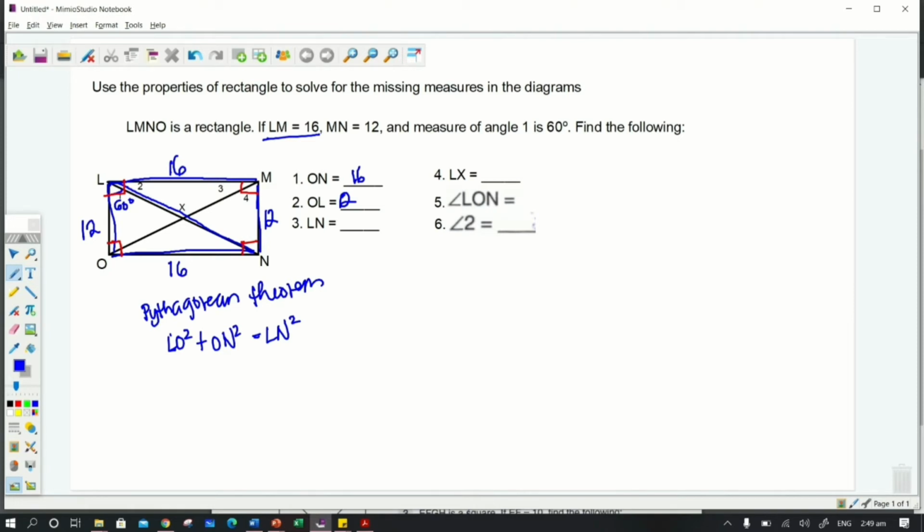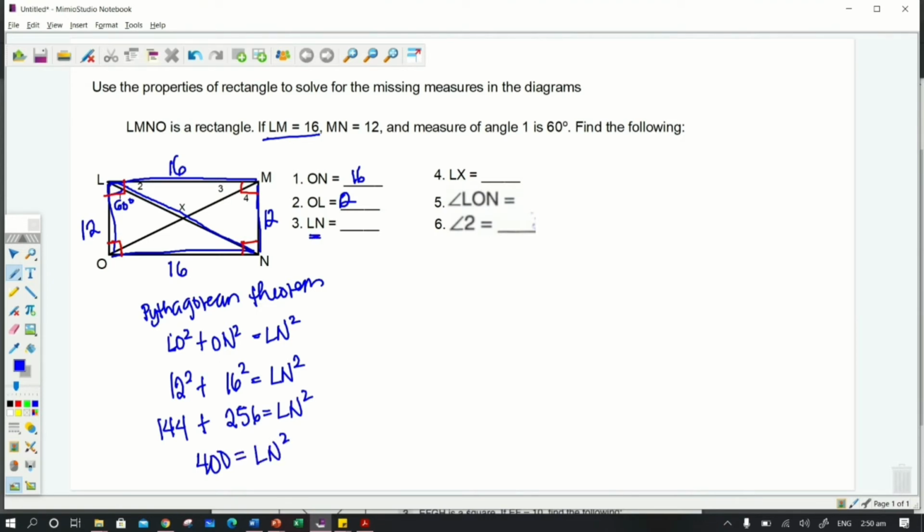So ang LO natin, alam natin na ang sukat niya ay 12. So that's 12 squared plus ON, which is 16 squared, is equal to LN. So hindi natin alam yung sukat ni LN, that's why it is LN squared pa rin. Then simplify natin yung mga exponent. 12 squared, that is 12 times 12, that is 144, plus 16 squared, which is 16 times 16, 256, is equal to LN squared. Then add natin 144 plus 256, the answer is 400, is equal to LN squared.